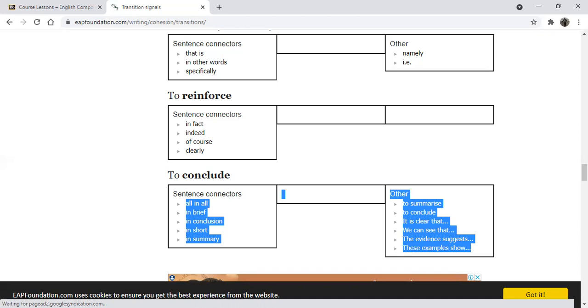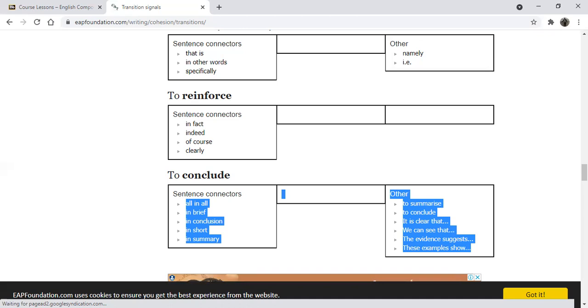The third type are signals that are used to contrast. So this time you are not going to make comparison, no, you are going to make contrast between two objects. Unlike, however, in contrast, in comparison, or by comparison, on the other hand, but, whereas, while, compared to or compared with, to be different from, to be dissimilar, to differ from.